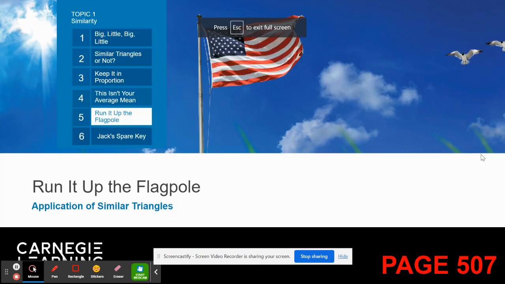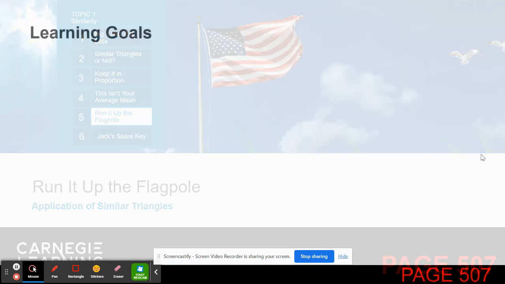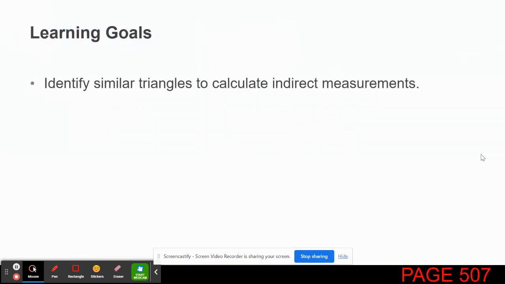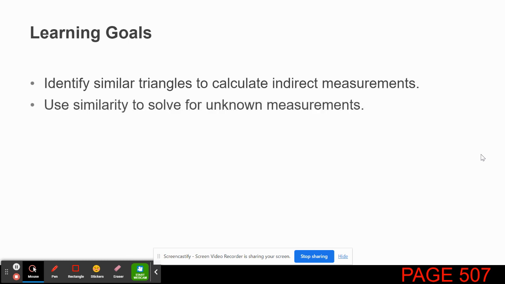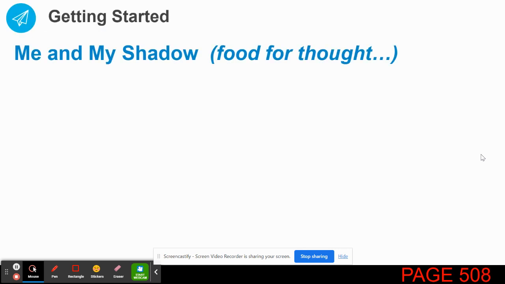All right, guys, now that we've spent time looking at similar triangles, seeing how we can set up proportions with similar triangles, determine triangles are similar, we're going to do a little bit of application here of how these could be used. So learning goals here: identify similar triangles to calculate indirect measurements. So an indirect measurement is something we can't directly measure. We can't put a tape measure on. Use similarity to solve for unknown measurements.